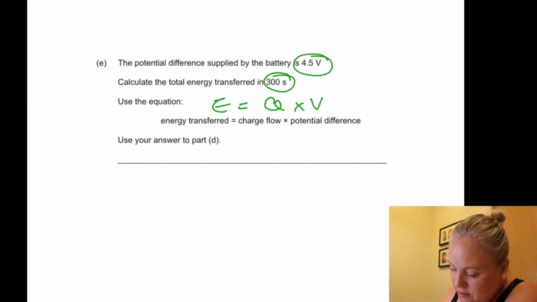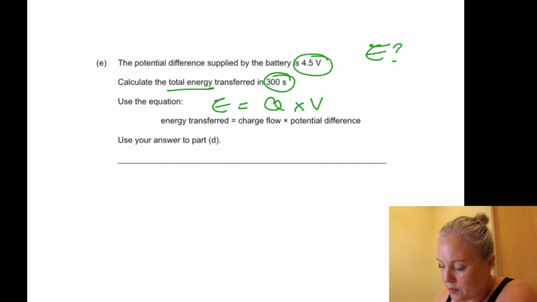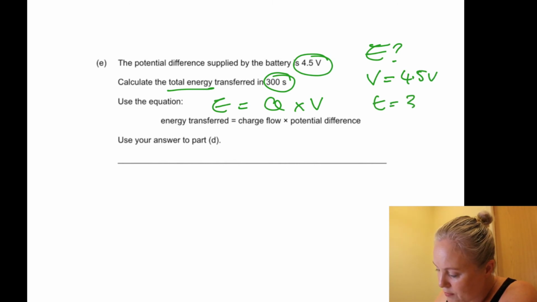Okay, so we're being asked to calculate the total energy transferred. So we don't know what E is, don't know what the energy is. We know that the potential difference is 4.5 volts. We know that the time is 300 seconds. Okay. So we're being asked to work out the energy transferred equals charge flow times the potential difference. But where do we get the charge from? Okay, we don't have the charge. We've got E, V, and T. We need Q to work it out.